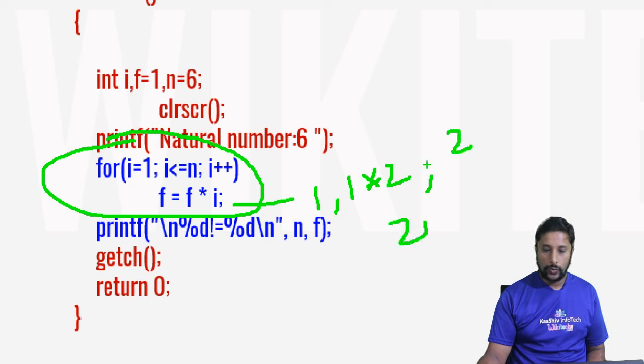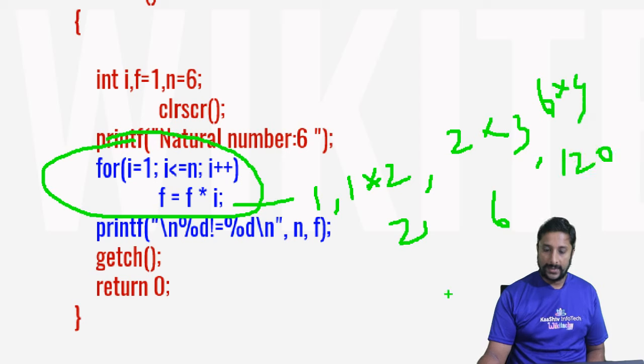Now the value is 2 here. Next iteration will have into 3, you got 6 here. Next iteration I will have 6 here, into 4 you get 24 here, and next iteration 24 into 5 you will have the next value. This is how the loop is executed.